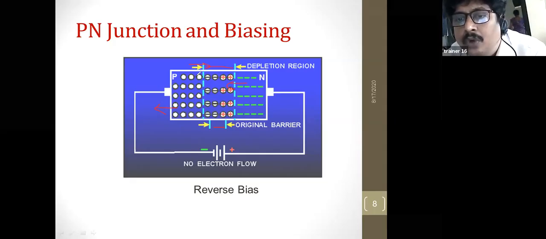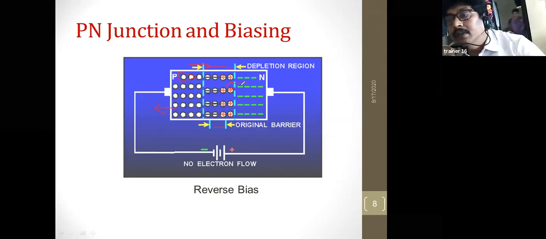Because the positive charges will attract it towards the negative. That means only a negligible amount of current is passing. Remember this point. In this reverse bias, the n type is negative and it is connected to the positive. Some of the charges are attracted towards it, because this negative is connected to the positive, and negative is attracted towards the positive. So some of the force will go in this direction.